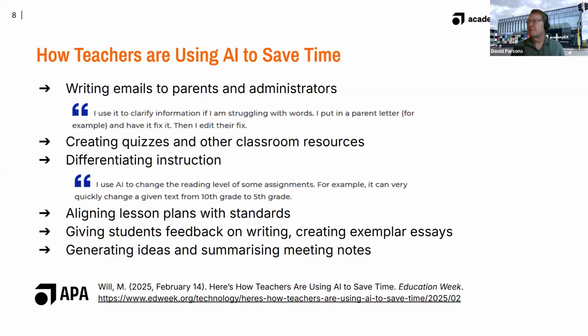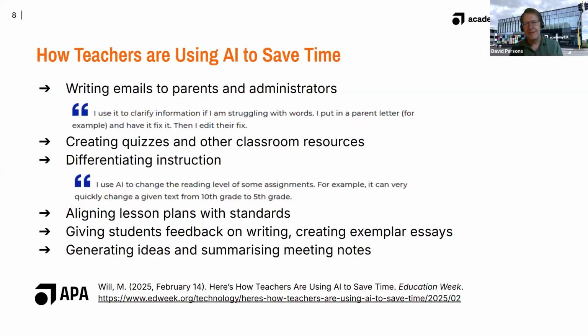So yeah, writing emails, and what I liked about one of the teacher quotes there was, "I use it to clarify information if I'm struggling with words. I put in a parent letter, for example, and have it fix it. Then I edit their fix." What I liked about that was it isn't like I get AI to write my emails. I try and write my email, I ask AI to make it better, and then I work with it some more. So I think that's a great example of how we can use AI in our leadership tasks or just our general teaching tasks as well, by being in the loop.